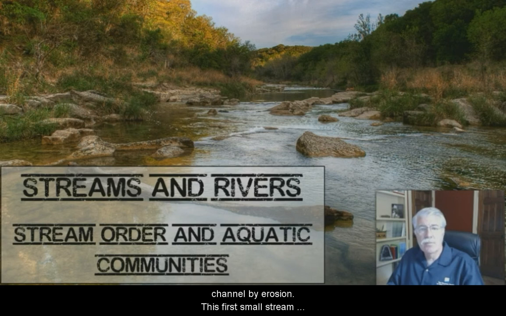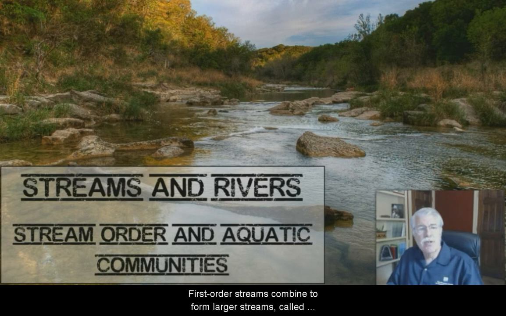As these trickles, which we also call runoff, begin to combine, they first carve out a small stream channel by erosion. This first small stream channel is called a first-order stream. This is a small stream with no tributaries coming into it. First-order streams combine to form larger streams called second-order streams. These larger second-order streams combine to form even bigger third-order streams, and so on.